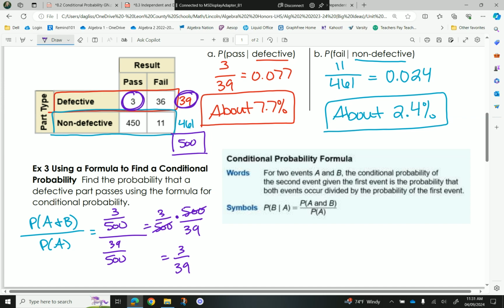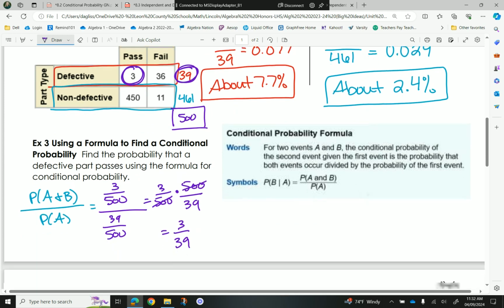The conditional probability: what is the probability that something happens given I know something else? We do the probability of both things happening divided by the probability of what we already know happened. Okay. All right, so ready to do this without a table? Because obviously if you have a table, you don't have to do all that, right? We did the shortcut. We didn't need to do all that keep, change, flip. But that's not always going to be given to us.